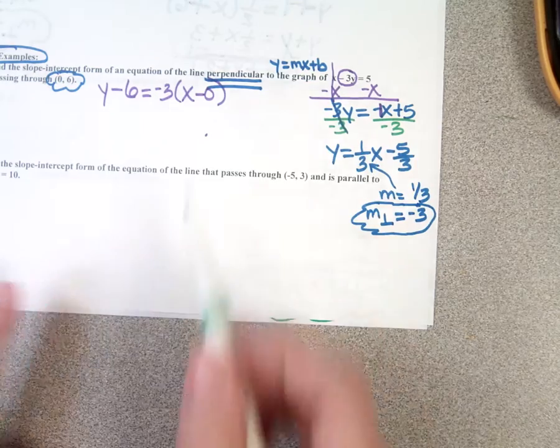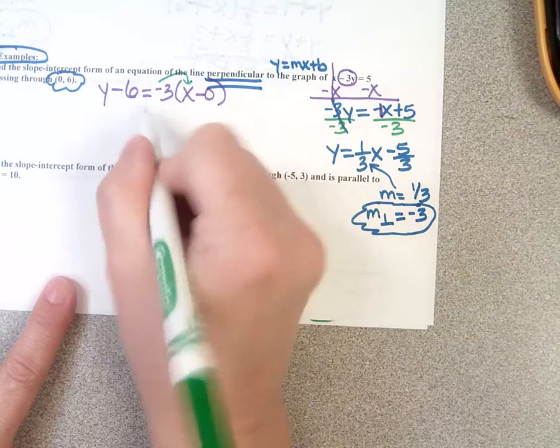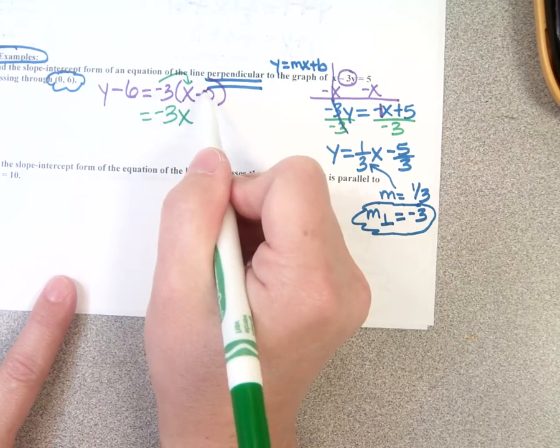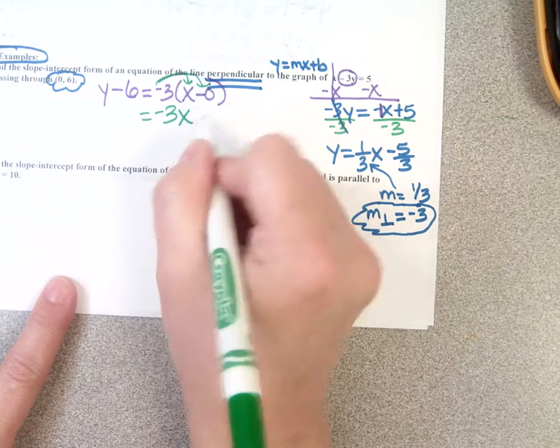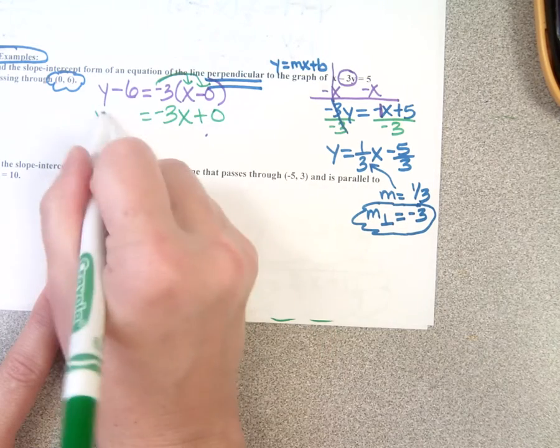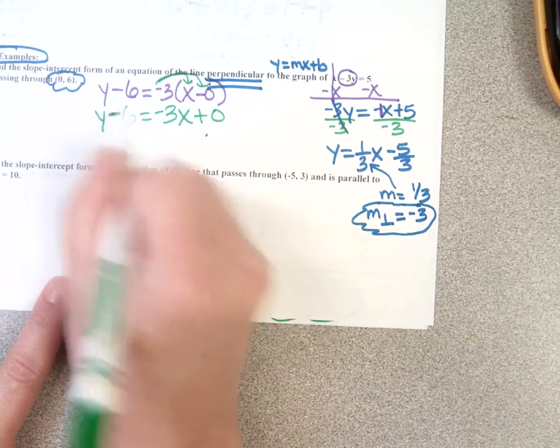Now let's distribute and clean them up. Negative 3 times x makes negative 3x. How about negative 3 times 0? 0. Okay, I could write it or not. I'll go ahead and write it. Then I'm going to drop the y minus 6. Now how do I get y by itself?